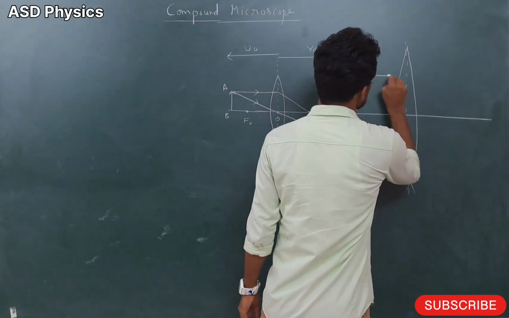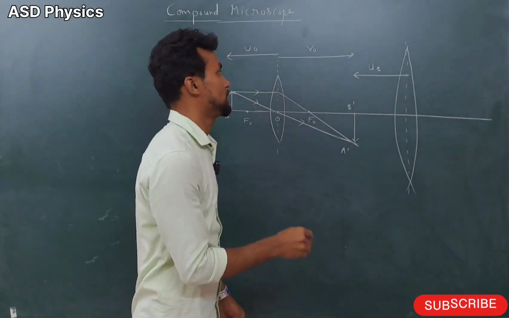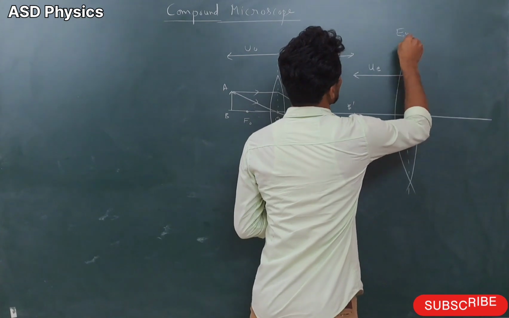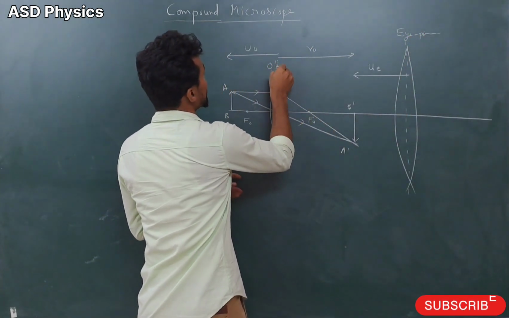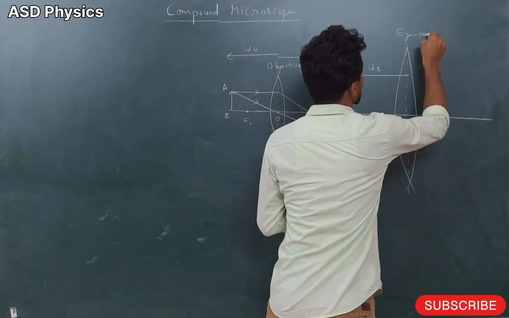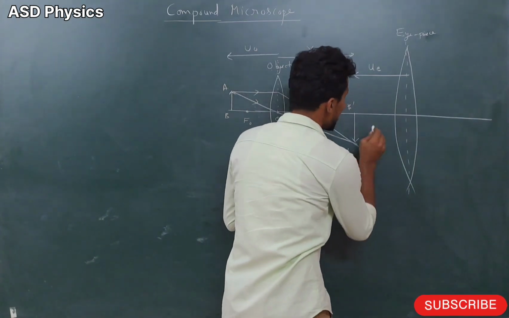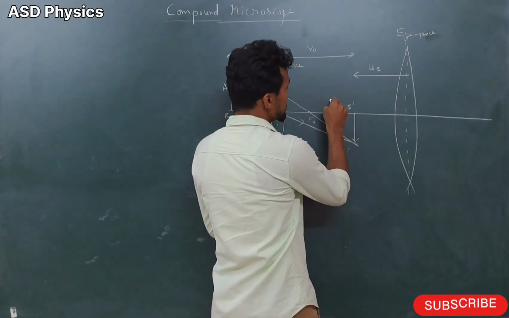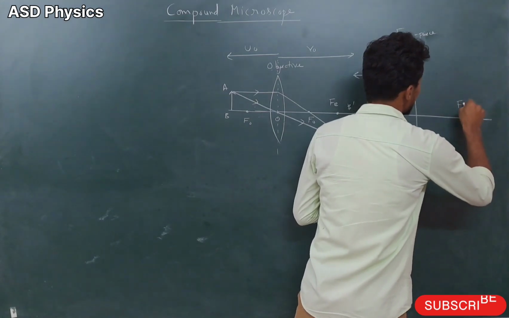So this length will be called what? This length will be called UE for the eyepiece. So this is the eyepiece, my dear students. And what is this? This lens is called the objective. This lens, the eyepiece. Let me write the spelling properly: eyepiece. So what will happen here? One ray, here also see. This is the focus of the eyepiece. Here also the focus of the eyepiece.